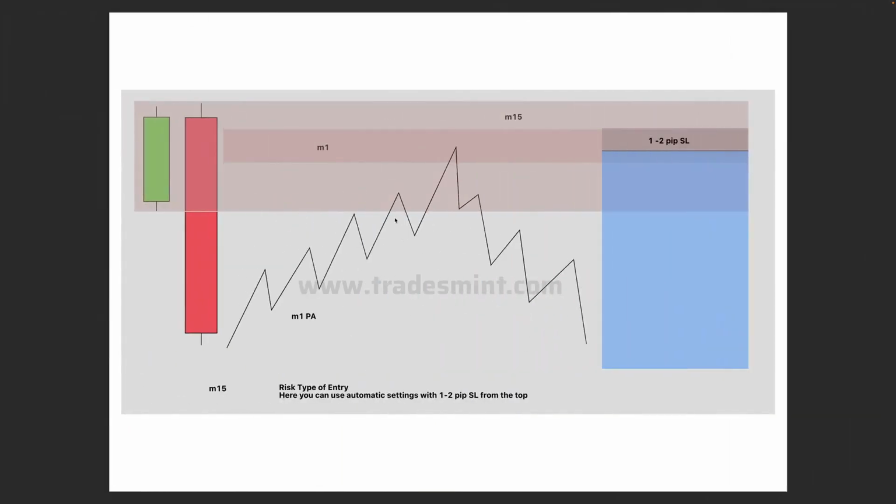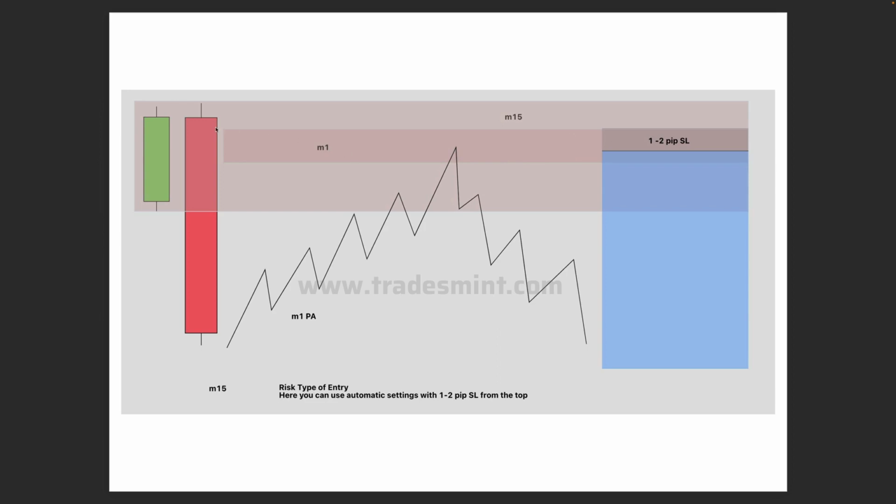Now let's have a look here very quickly, because that's in the PDF. So like I said, this is our risk type of entry. Maximum 1 to 2 pip stop loss is what I personally take. If you're not happy with these stop losses and it's too small for you, you can of course go for a bigger one. It's not a big deal. In every single situation, I would rather not get into the trade than not get my risk reward.